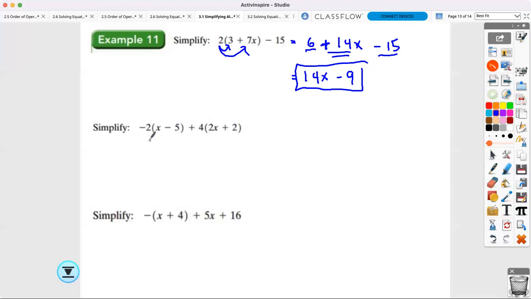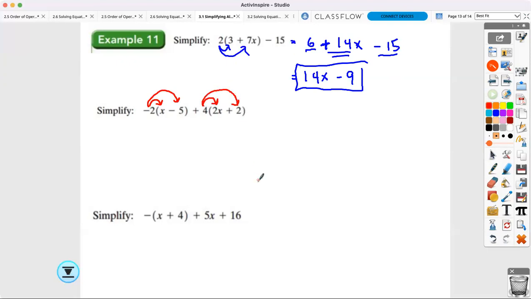Now look at the next example here. Simplify with the 2 parentheses. Can someone tell me how many times we're gonna be distributing? 2 times. It'll be the negative 2 to these 2 terms, then it'll be the 4 with these 2 terms. And we know that distribution is multiplication. So let's go ahead and do it.